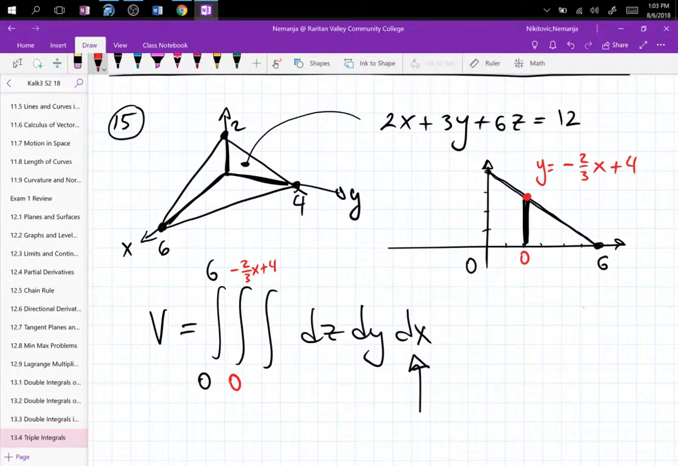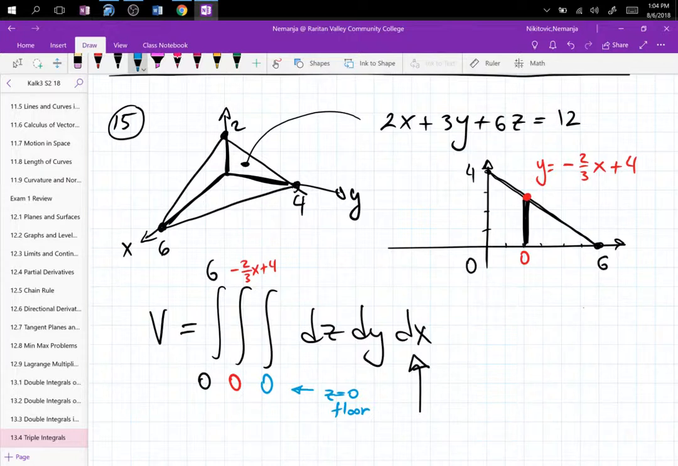So one more time, our y was the slope. Slope is negative because it goes down. Rise is 4, run is 6, so 4 over 6, that's 2/3. X plus the y-intercept at 4. So I have that, and now for the z limits, I have 0 because z equals 0 is the floor. And I now have the top.